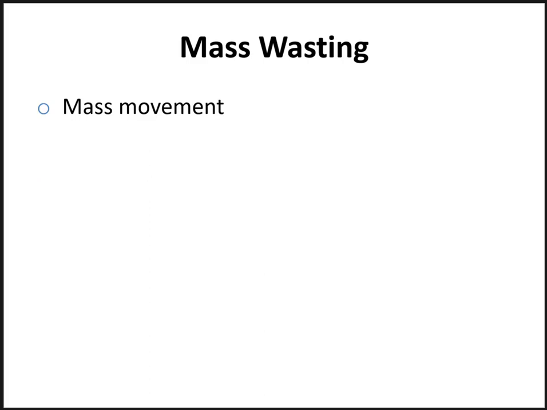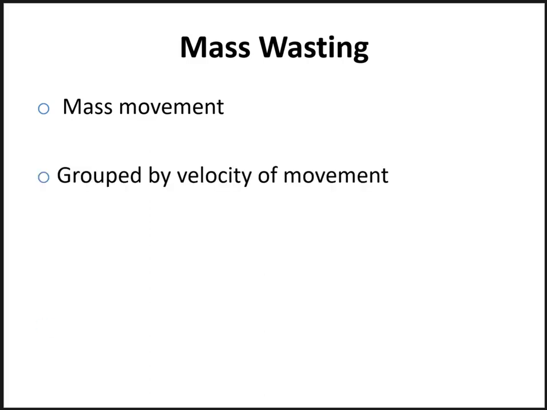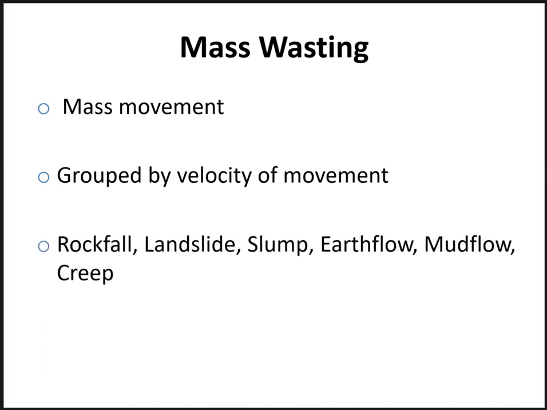The six types of mass wasting we're going to discuss are all categorized based on the velocity of movement of the soil. We're going to be talking about rockfall, landslide, slump, earth flow, mud flow, and creep. Rockfall is going to be the fastest moving of all the mass wasting that we're going to discuss.